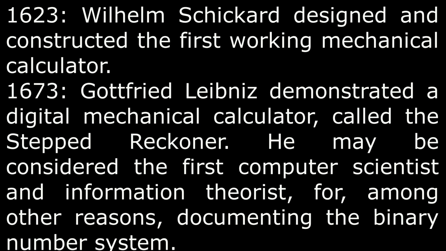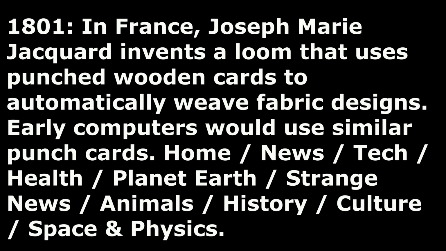1623, Wilhelm Schickard designed and constructed the first working mechanical calculator. 1673, Gottfried Leibniz demonstrated a digital mechanical calculator, called the stepped reckoner. He may be considered the first computer scientist and information theorist, for, among other reasons, documenting the binary number system. 1801, in France, Joseph-Marie Jacquard invents a loom that uses punched wooden cards to automatically weave fabric designs. Early computers would use similar punch cards.